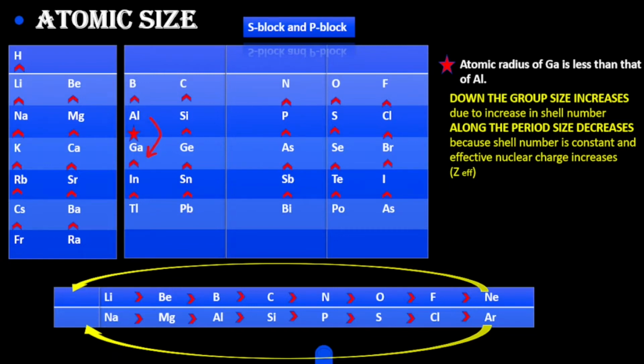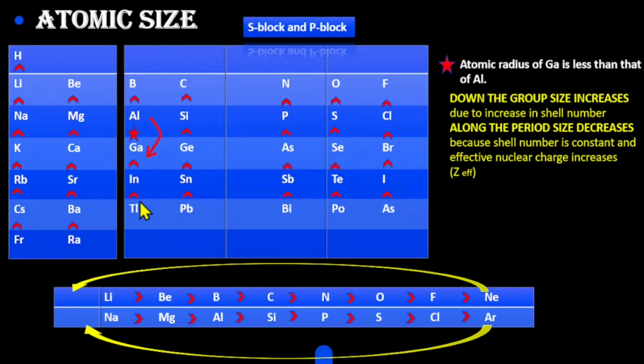Just keep two things in mind: size increases down the group with one exception, and size decreases along the period with one exception. An exception you will keep in mind, and you will always remember it in this manner: size will decrease, but neon will come at the first position.